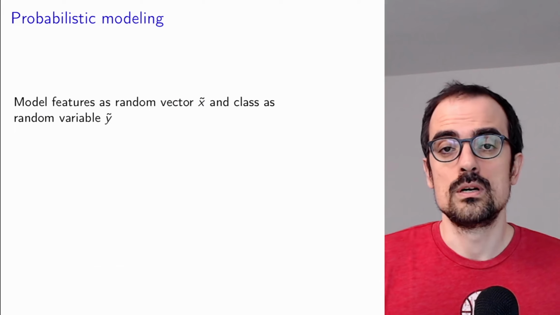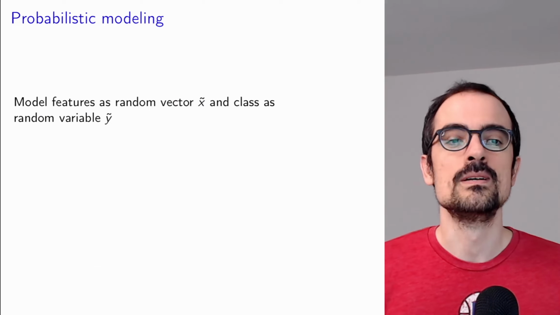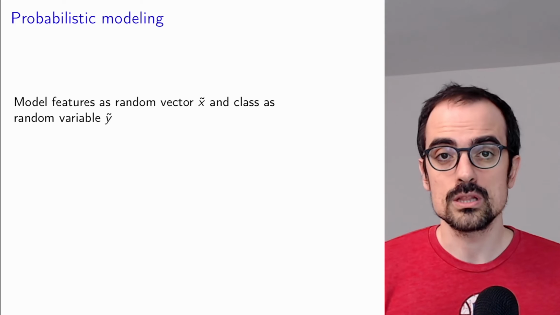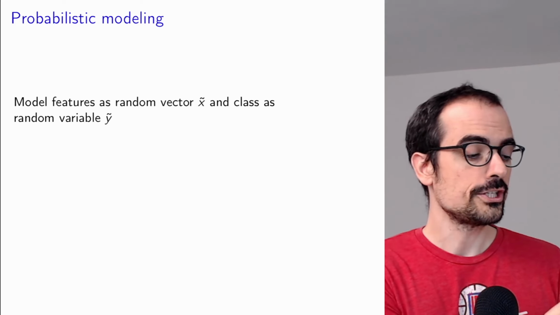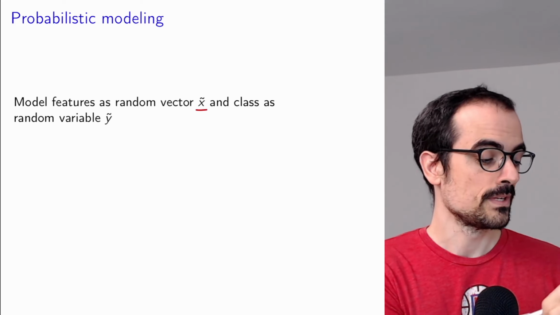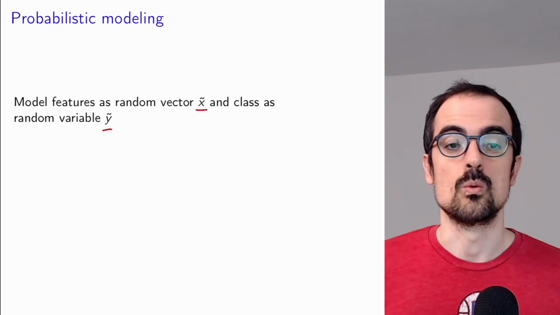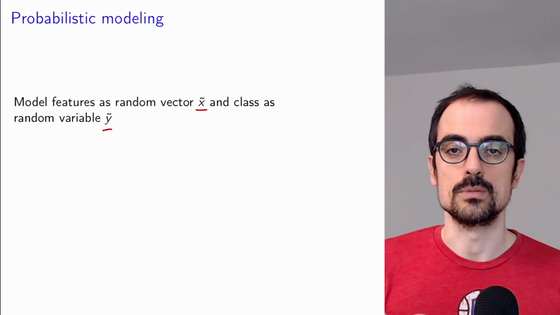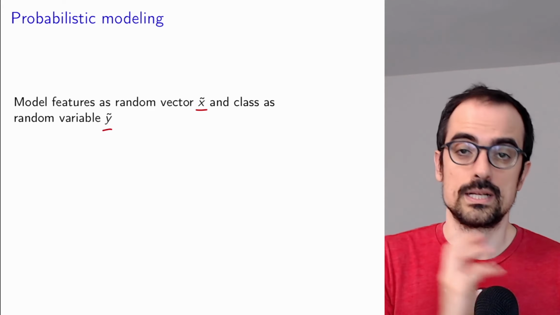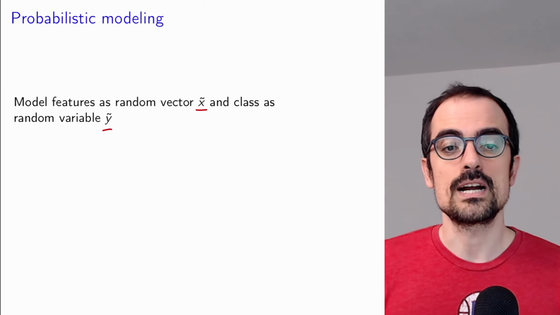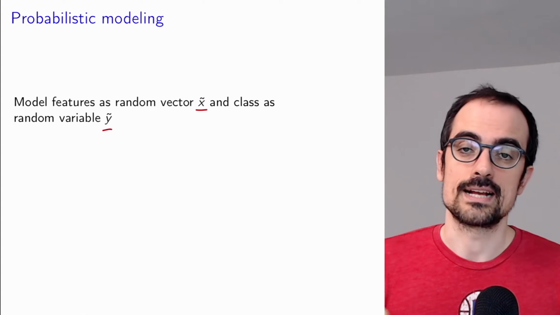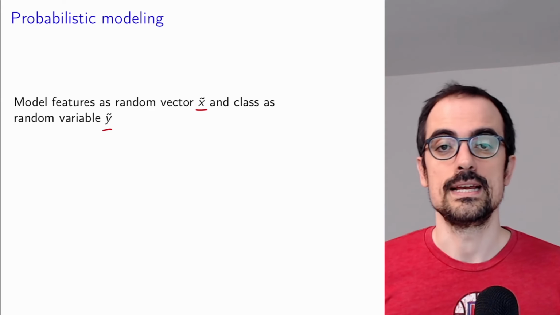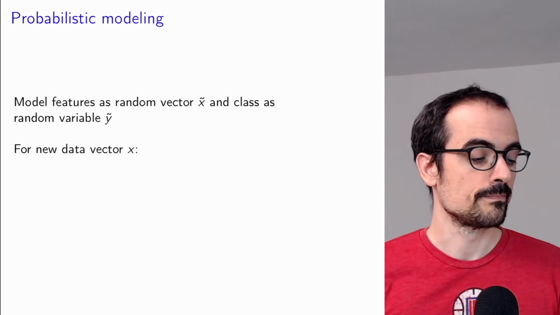We're going to address this problem via probabilistic modeling. We're going to model the features as a random vector x and the class as a random variable y. Notice that the features are a random vector because they have multiple entries. For the class, we can just get away with a single random variable that indicates, in our example, whether the patient is healthy or has Alzheimer's.